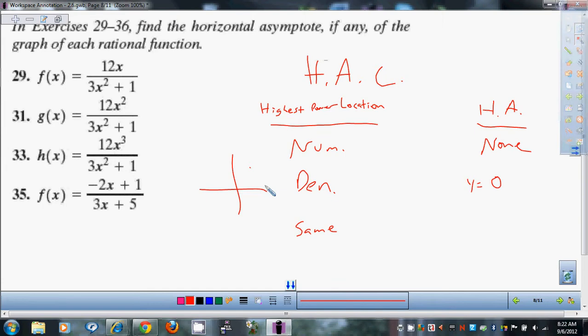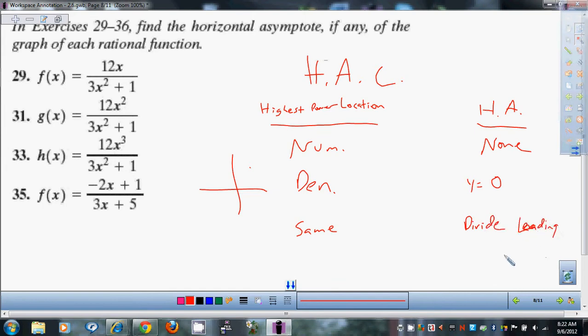If they're the same, if you have the same highest power in both the top and the bottom, then they're going to just keep getting bigger together at the same rate. It doesn't matter how long your polynomials are in the top and the bottom, the only thing that's going to matter in the end is still that highest power, so you can cover up everything else and reduce. 12/3, what would that reduce to? 4. And that would be your horizontal asymptote. Y equals 4. So, when they're the same, you just divide the leading coefficients.